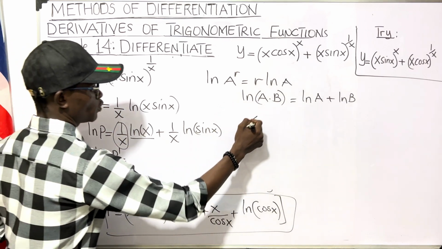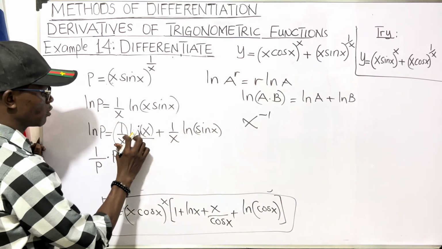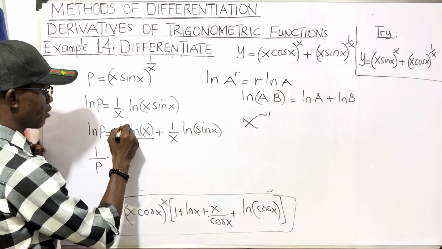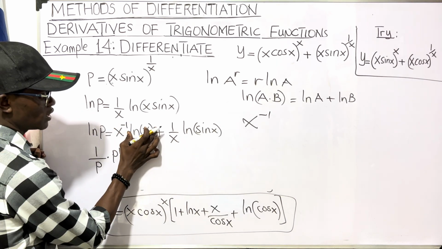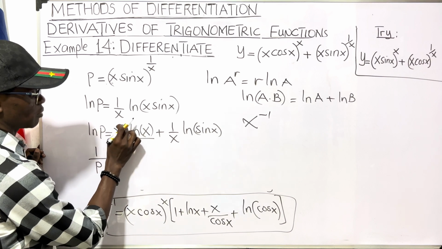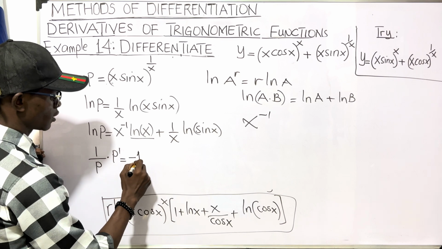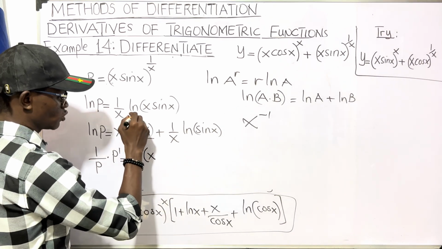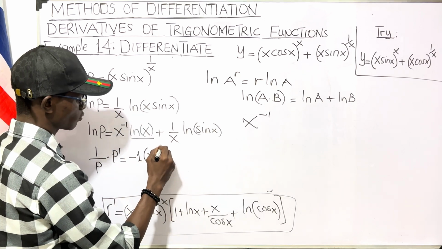minus 1. Because if it goes in the numerator, the power changes to minus 1. So let's rewrite it as x raised to the power minus 1, for instance. So we can now hold this ln and differentiate this x raised to the power minus 1. So x raised to the power minus 1 is minus 1 times x raised to the power minus 1 minus 1. Because the rule says we must subtract 1 from the power, so it's minus 2.